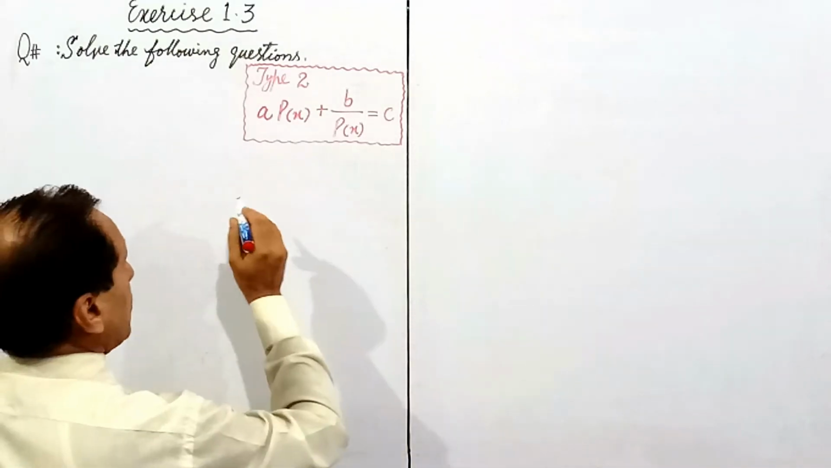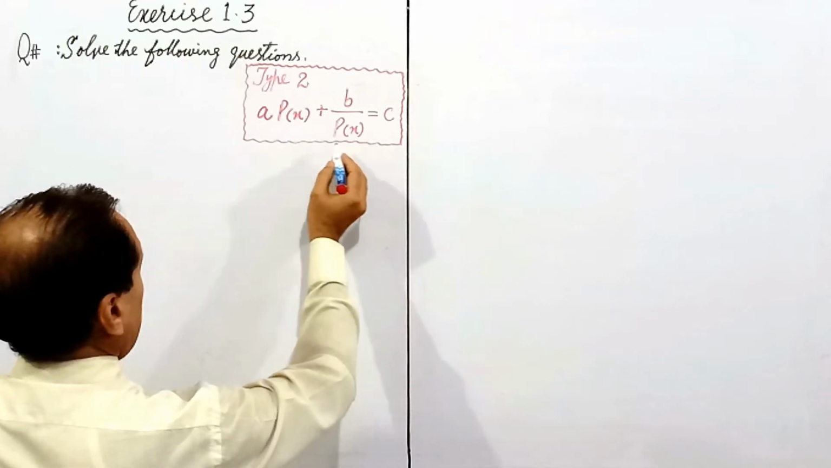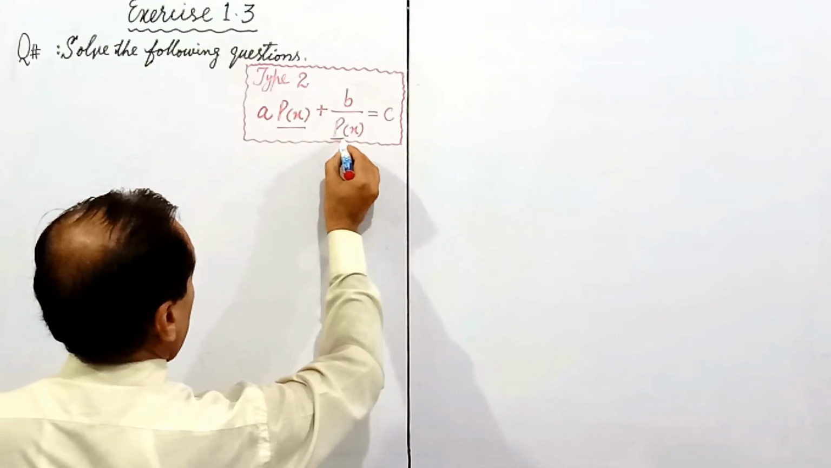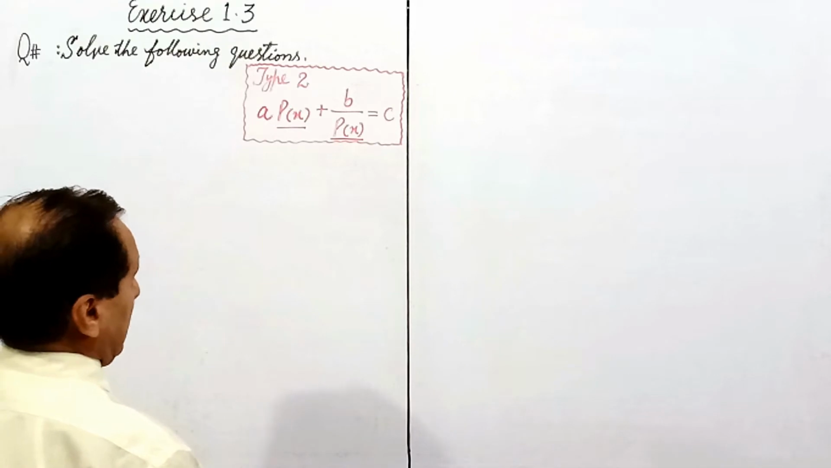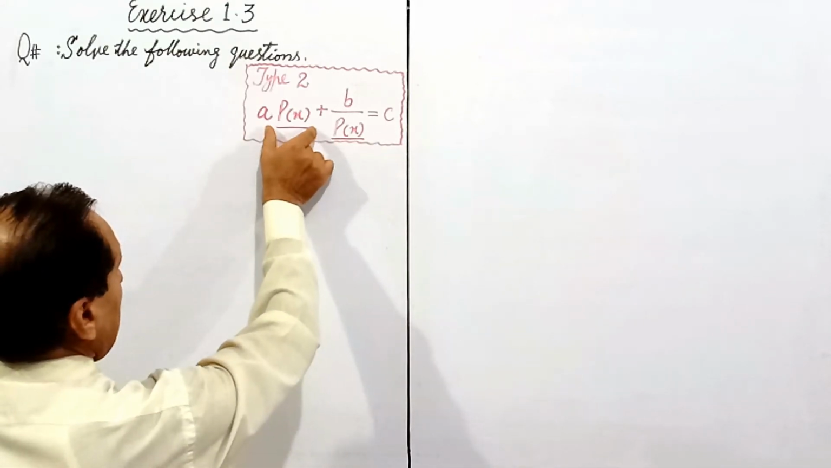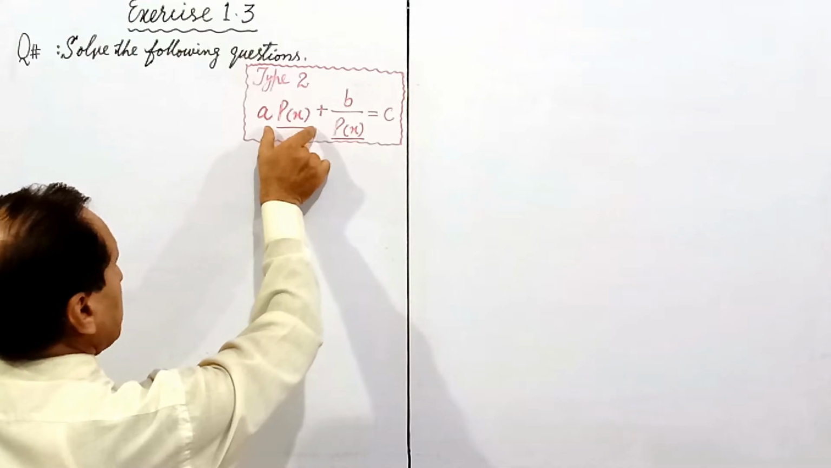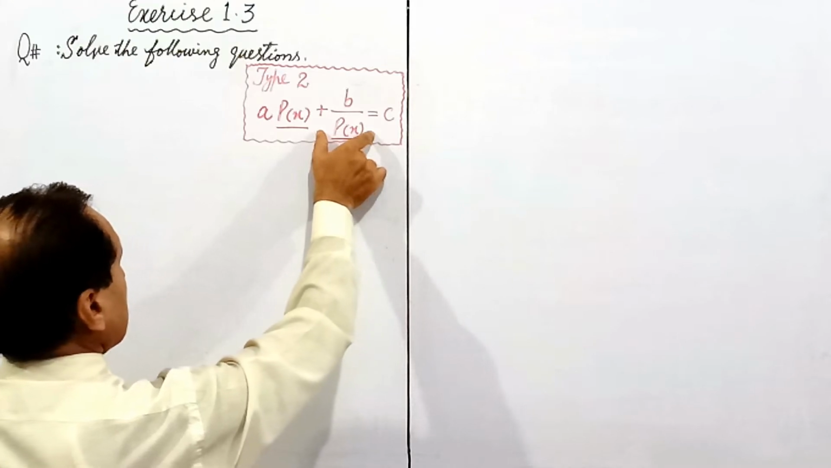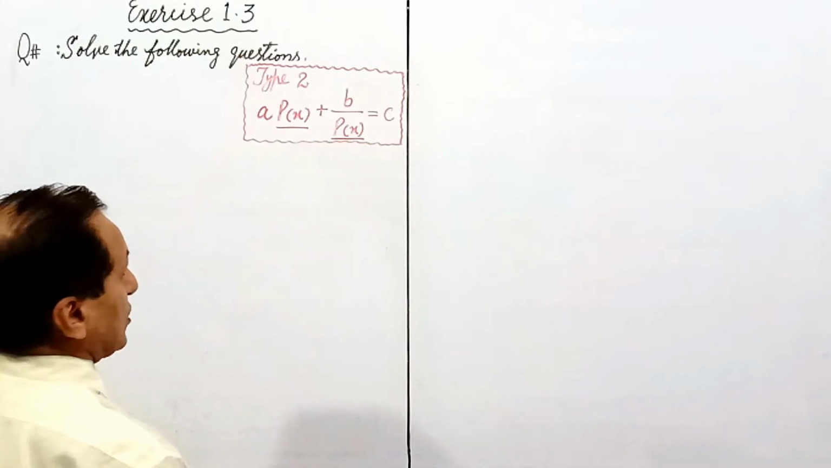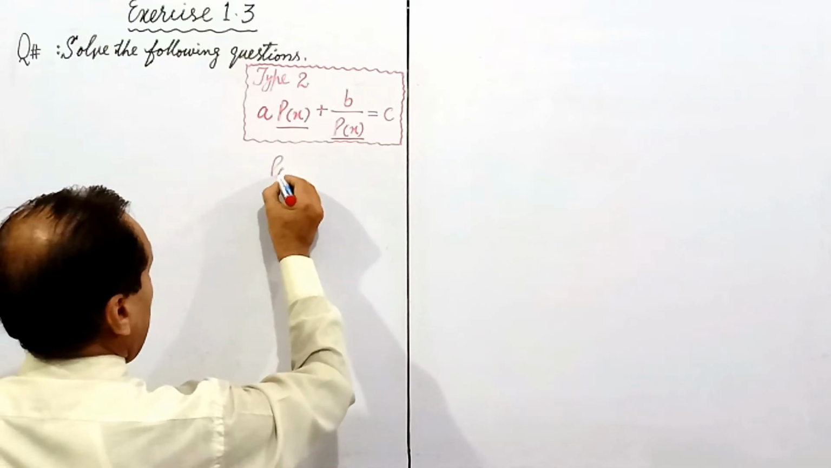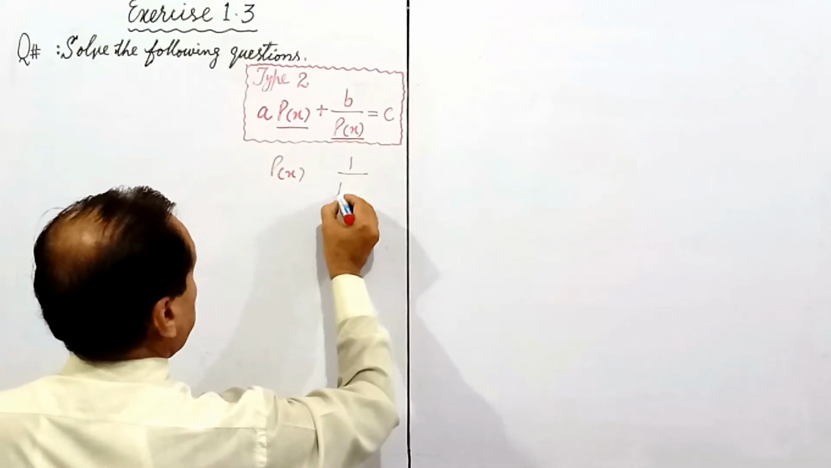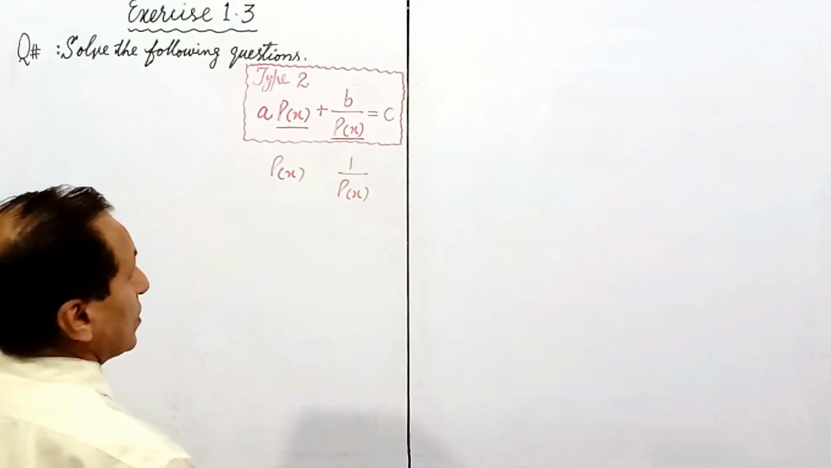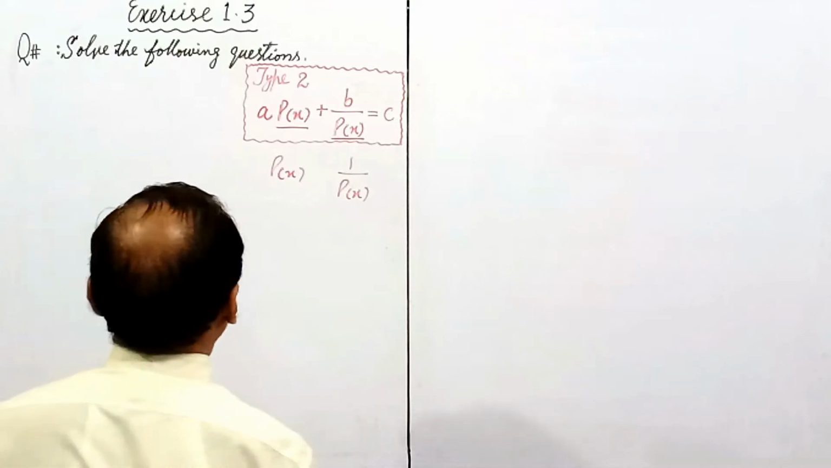If we observe the equation of type 2, the first term contains p of x, and similarly the second term also contains a polynomial of x. One important thing is that in the first term the polynomial of x is present in the numerator, and in the second term the polynomial is present in the denominator. That means they are reciprocal of each other. If one value is p of x, then the other value is 1 over p of x. That is what we have to keep in mind. They both are reciprocal of each other. Let's do question number 6.